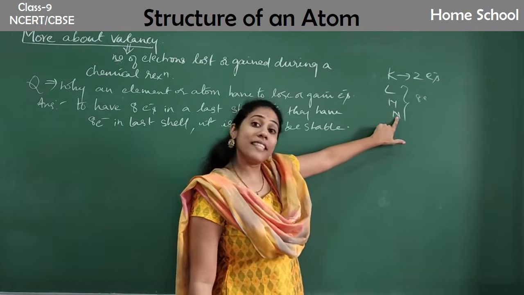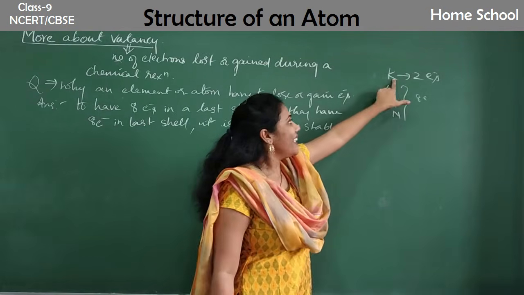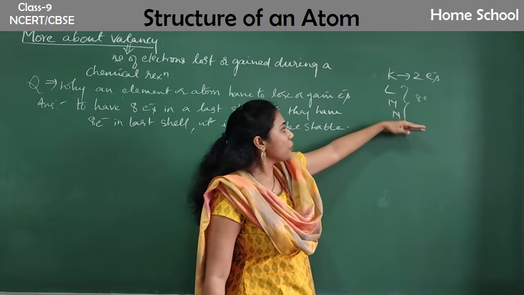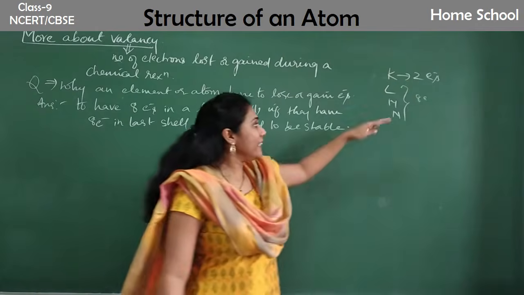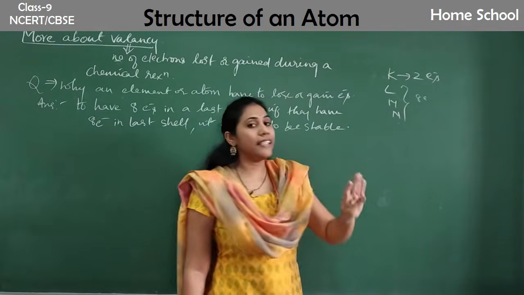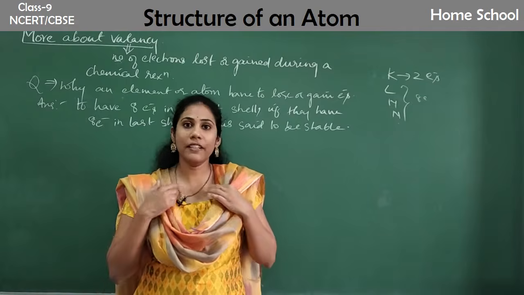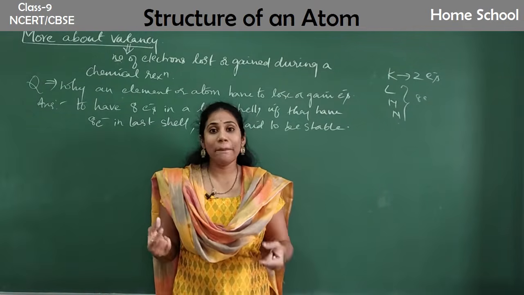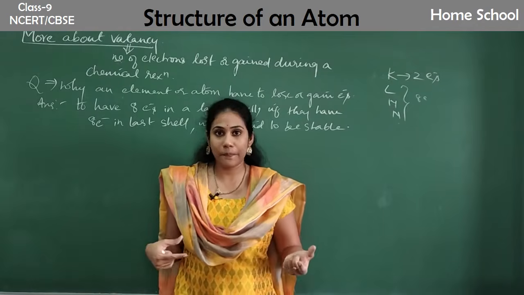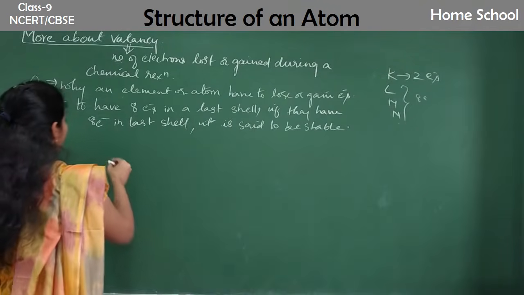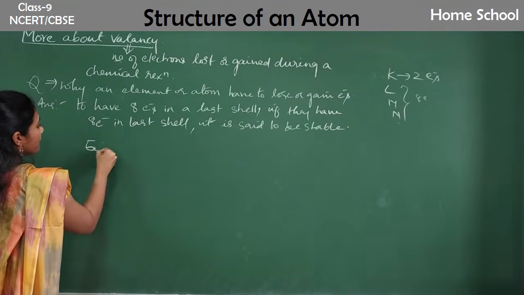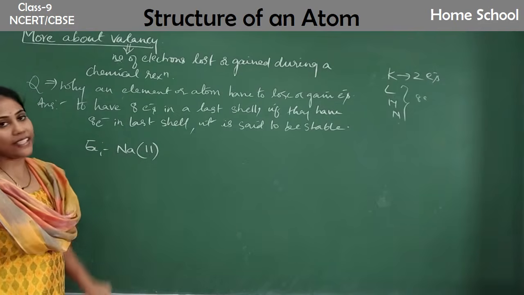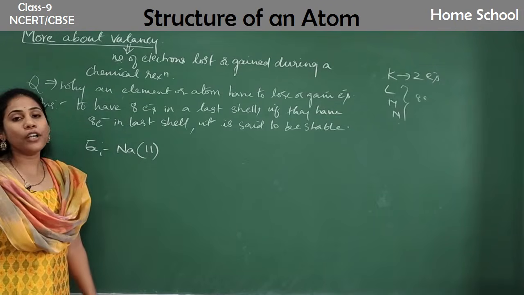N shell capacity is 32. Isn't it? So K shell cannot have, sorry, cannot have 8 electrons. But remaining all shells can have 8 electrons. So when they have 8 electrons in the last shell, then it is said to be stable. Clear, everybody? Fine. And now let us take a few elements as an example and just work it out with their valency. For example, you have sodium. Sodium, atomic number 11, in the sense it is having 11 electrons. So what is its electronic configuration, guys?